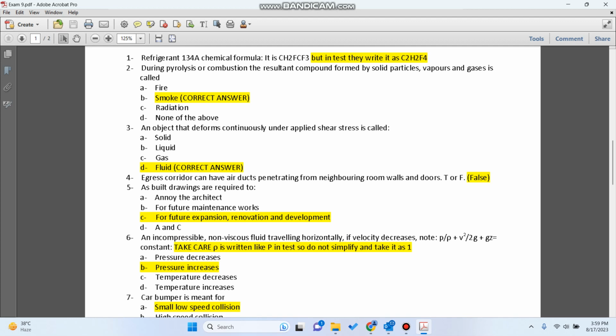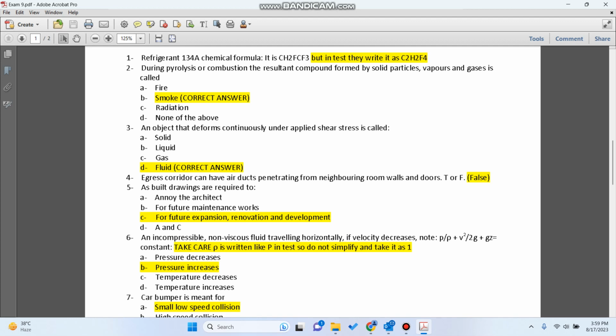Just to give you a little idea, other than this question: unburned fuel particles are called plumes.